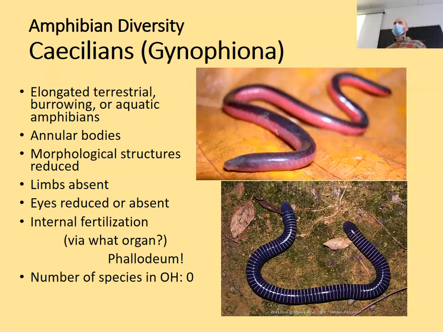And the number of species in Ohio is 0. They exclusively live in the tropics and subtropics around the world. You can find them in all of the equatorial region around the globe. And that's all I'm really going to say about them.